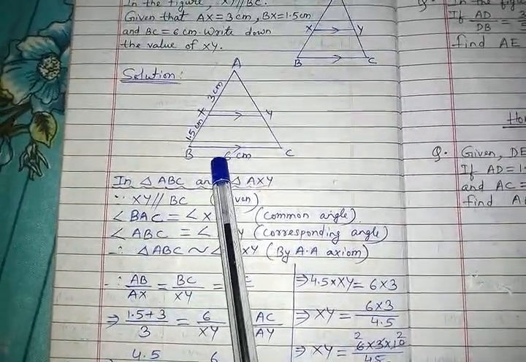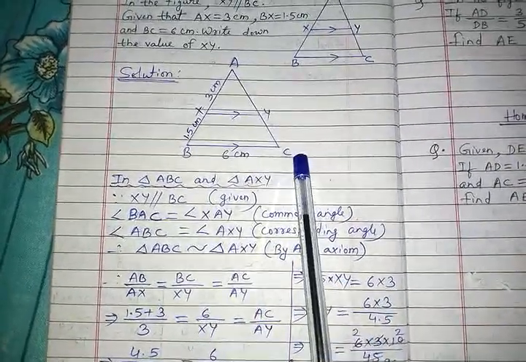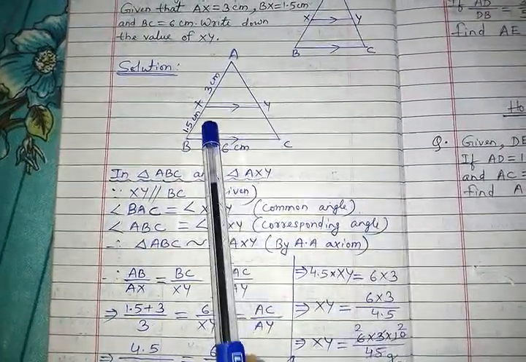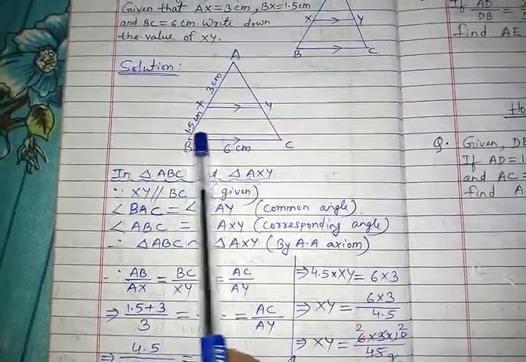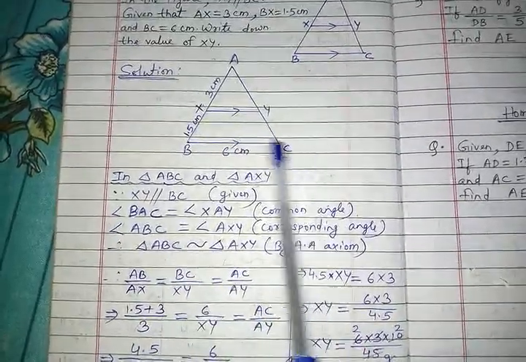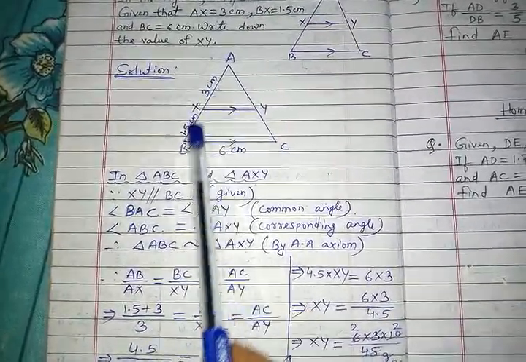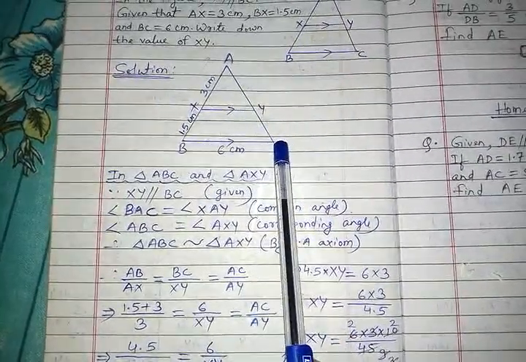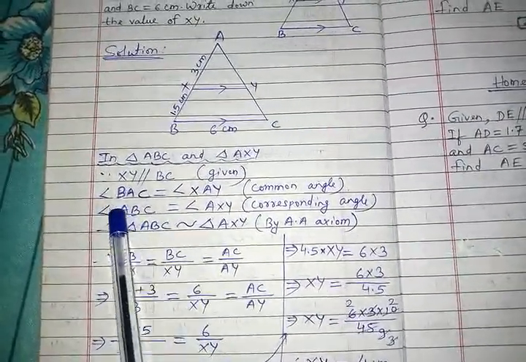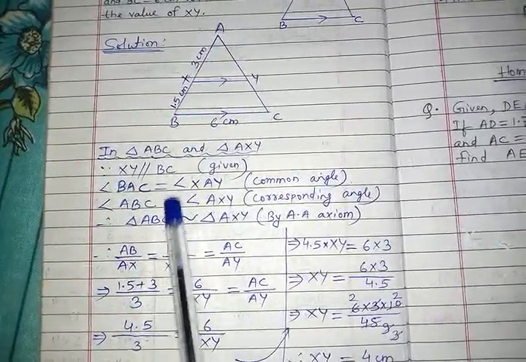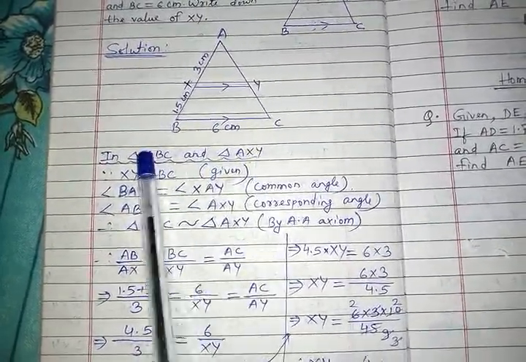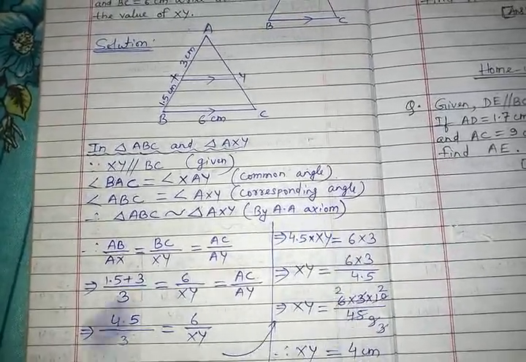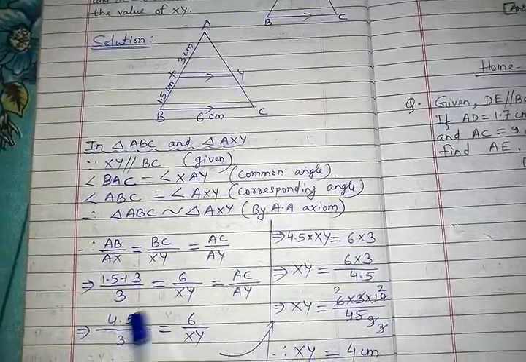Angle ABC is equal to angle AXY. That is a corresponding angle, because when these two sides are parallel to each other, this particular angle is called corresponding. Even this and this angle are also corresponding. If we can prove that two pairs of angles are equal, then automatically the two given triangles will be similar to each other by the angle-angle axiom, which I explained yesterday.